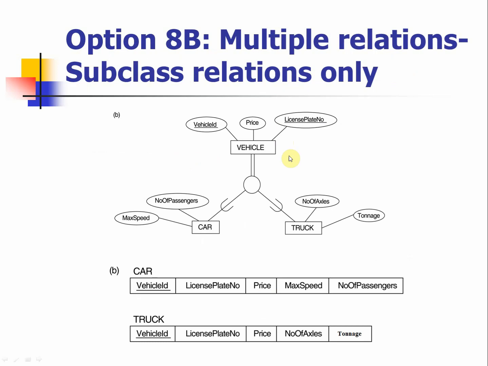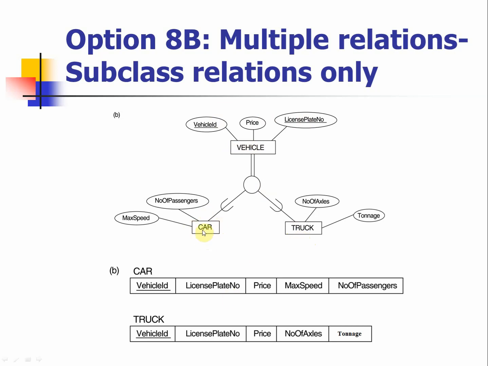The next choice is going to be multiple relations. Still multiple relations, however, at this time, it has only subclasses. So how does that happen? This is saying that we will remove the superclass. So the superclass won't be there anymore, but the information stored in the superclass will go to the subclasses. So before we move into the conversion, think about this.